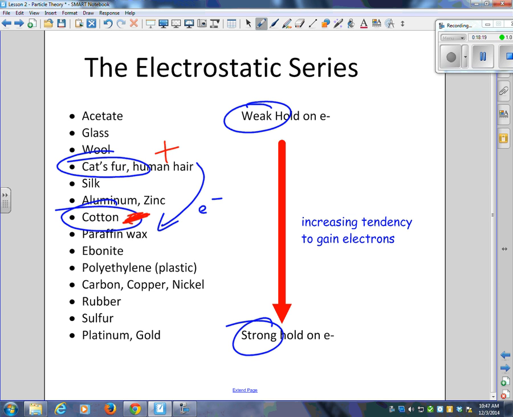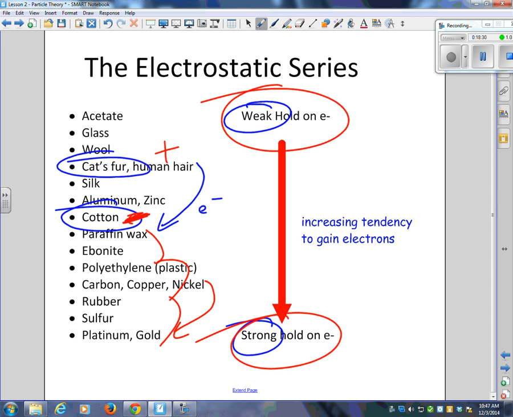If I went nickel with gold, same thing. Anything down this way, stronger at the bottom, weaker at top. Pretty easy when you get it, right? Right, Tia? Am I good? Yeah? I've spoken English. I haven't given you the instructions in Spanish or something.